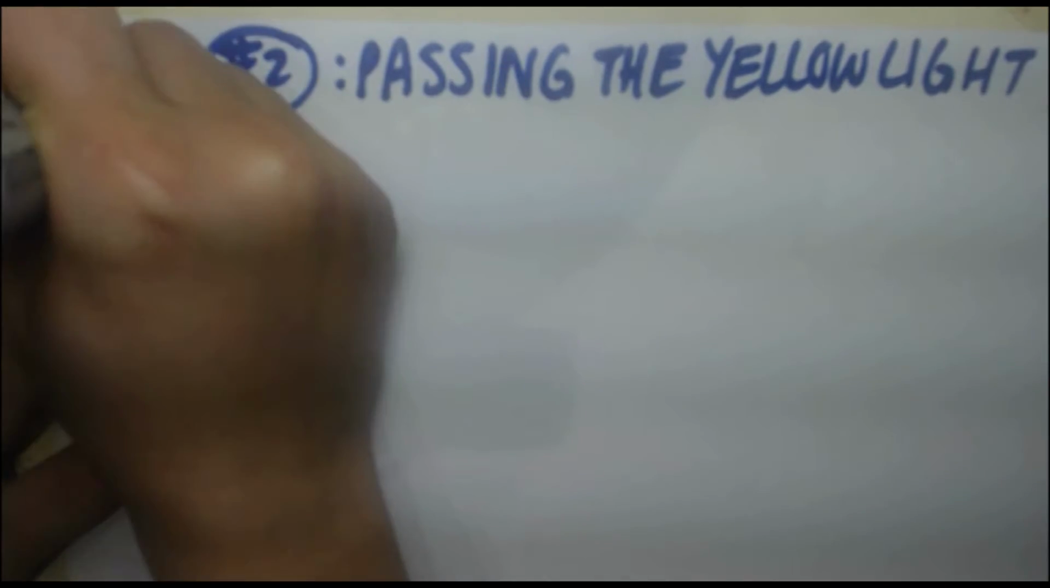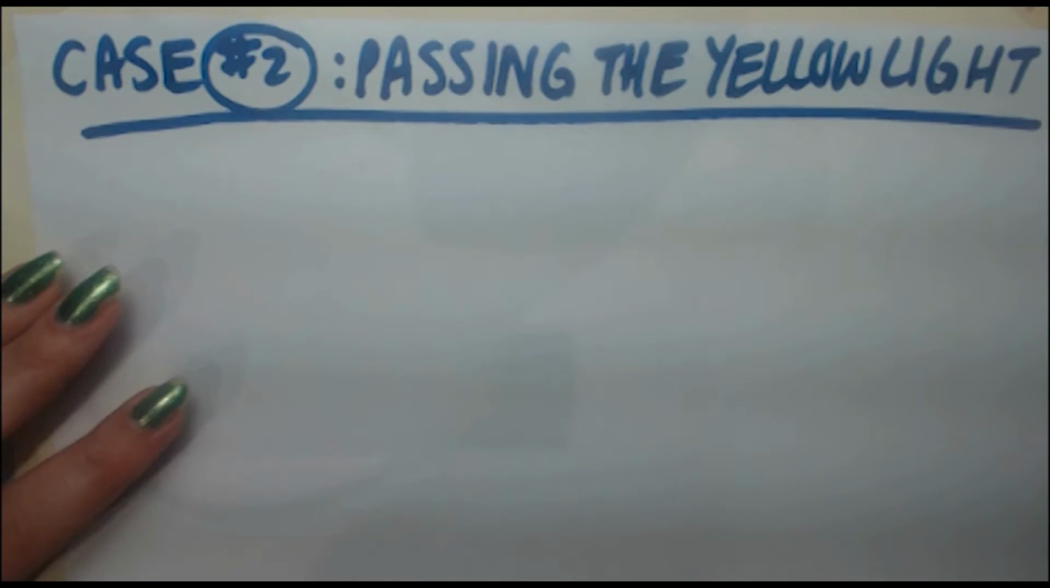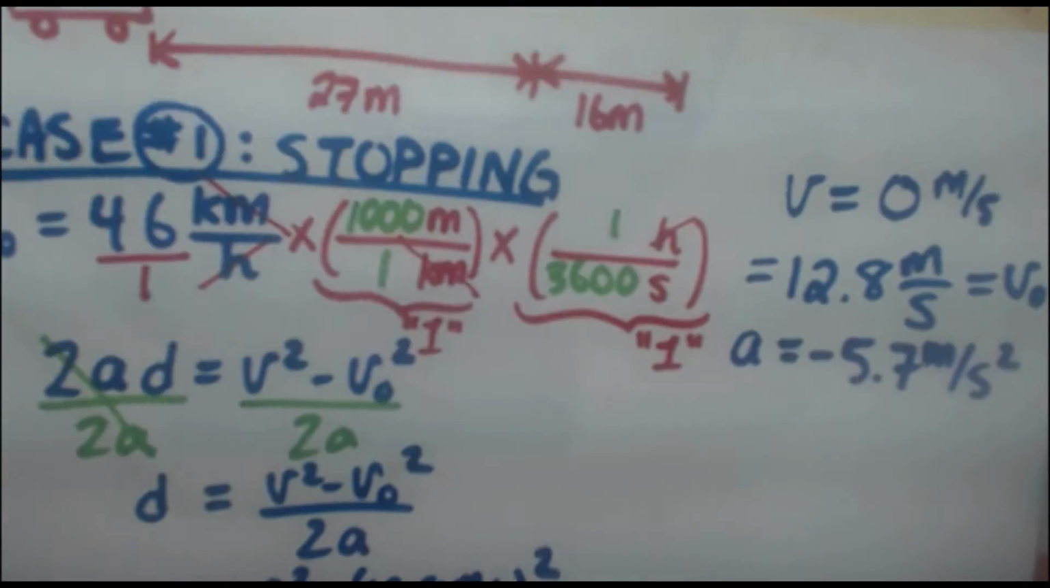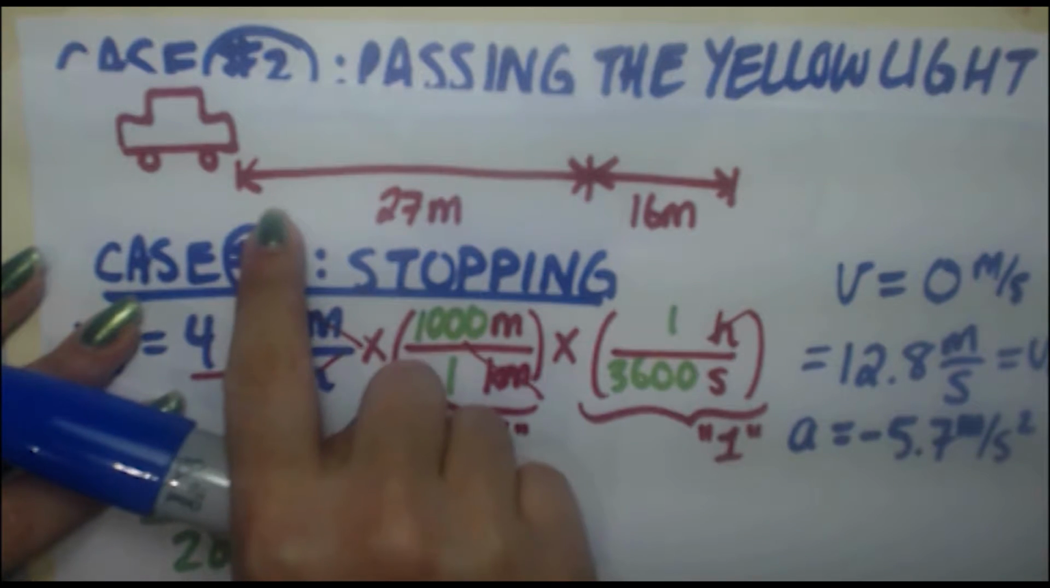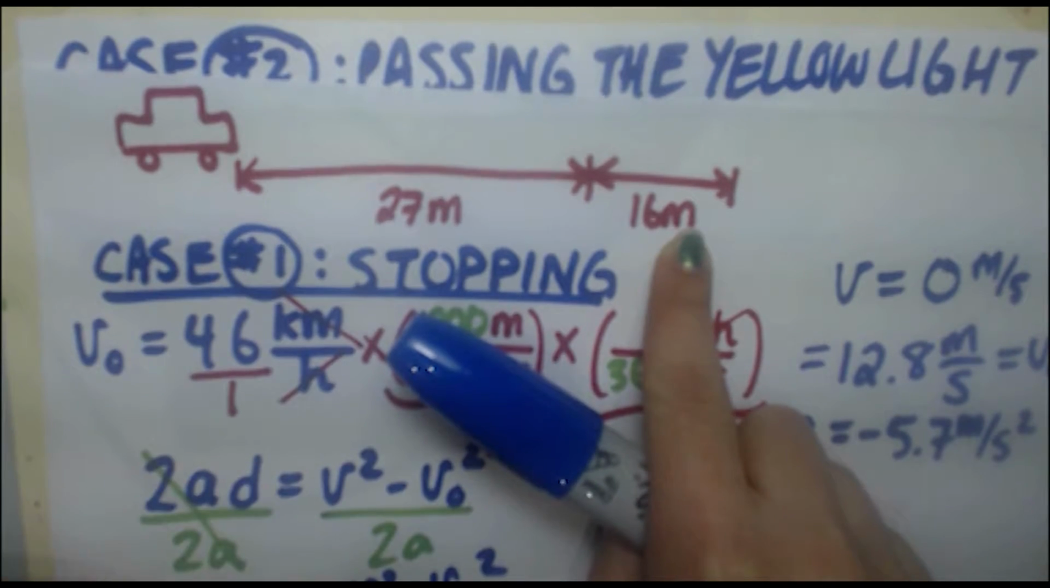So case 2, passing the yellow light. All right, so here's the thing. We need to know if she can pass the yellow light. In other words, if you look back to the sketch, right, can she cross this distance, right?